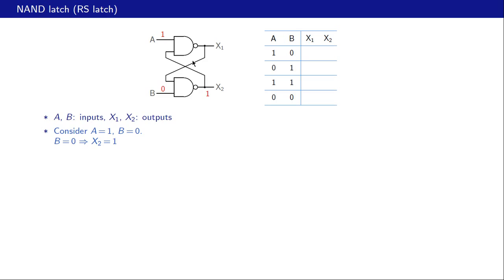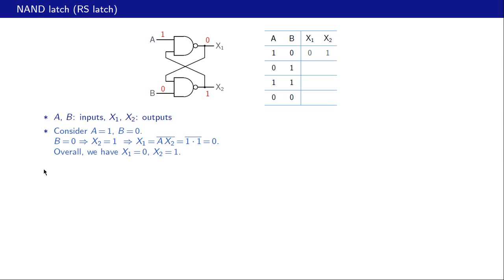And now we come back to this gate. Its first input is 1 and this second input is also 1. And we know therefore that X1 must be the NAND of A and X2, and that is 1 and 1, and bar of that is of course 0. So when we have A equal to 1 and B equal to 0, we have X1 equal to 0, X2 equal to 1. So that entry is now completed.